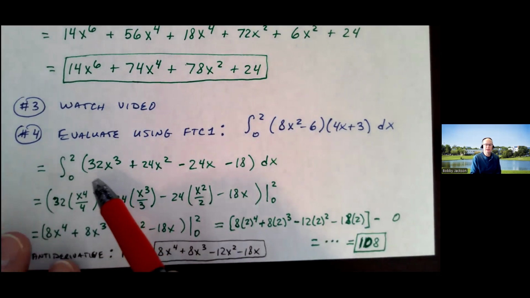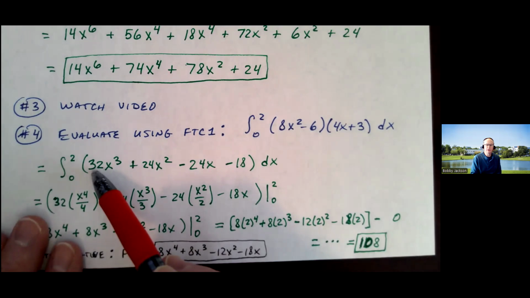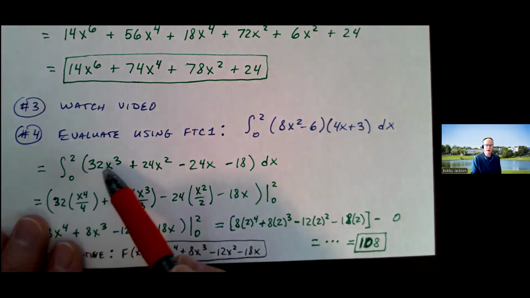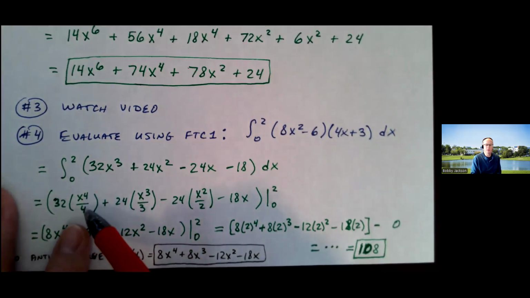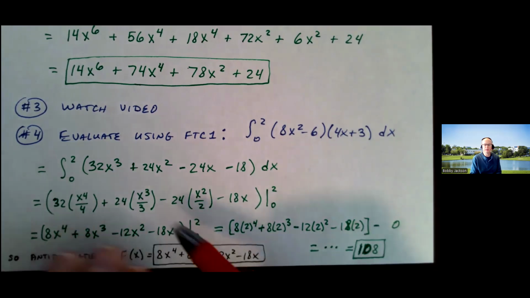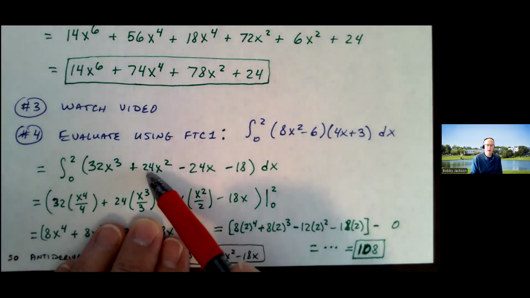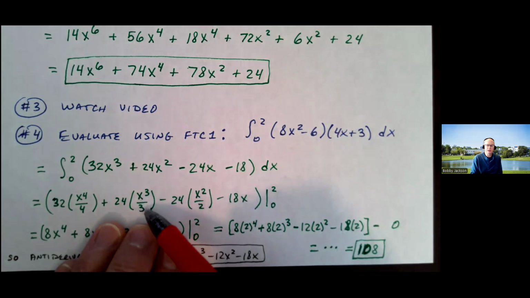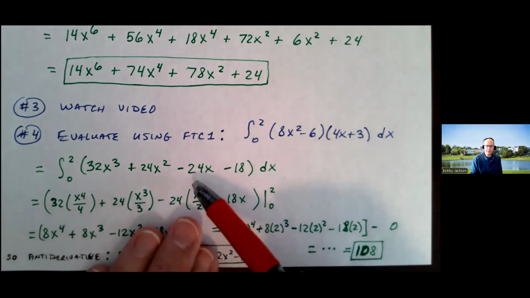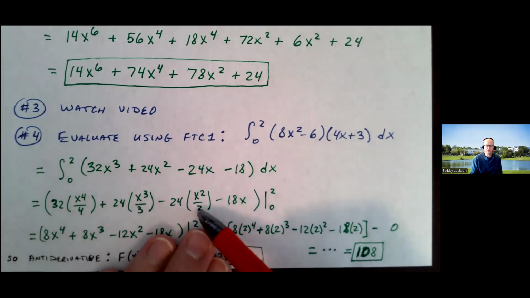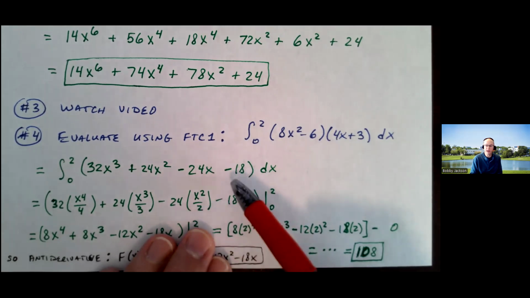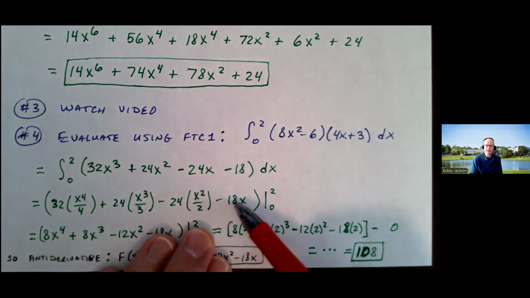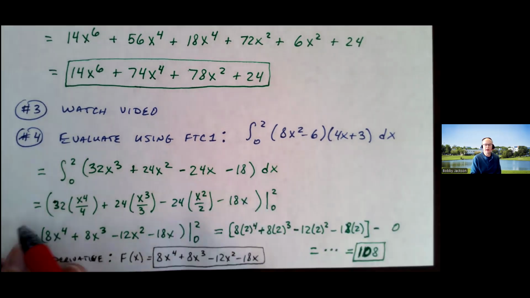So what is the antiderivative? Well, term by term, we just use the constant multiple rule, pull the 32 out, and then power rule, right? Add 1 to 3 gives me x to the fourth divided by 4. So that's the power rule for finding antiderivatives. Antiderivative of x squared is x cubed over 3. And then the antiderivative of x is x squared over 2. And the antiderivative of negative 18 is negative 18x. And so here's my antiderivative.